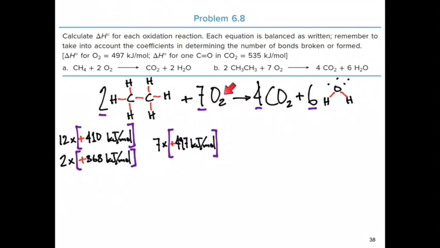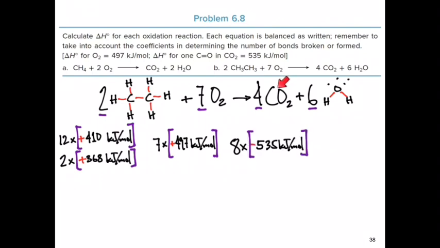And for the oxygen molecule, it requires 497 kilojoules per mole of energy to break the bond between the 2 oxygen atoms per 1 mole of oxygen gas. And so since we have 7 of them, we would multiply this number by 7.